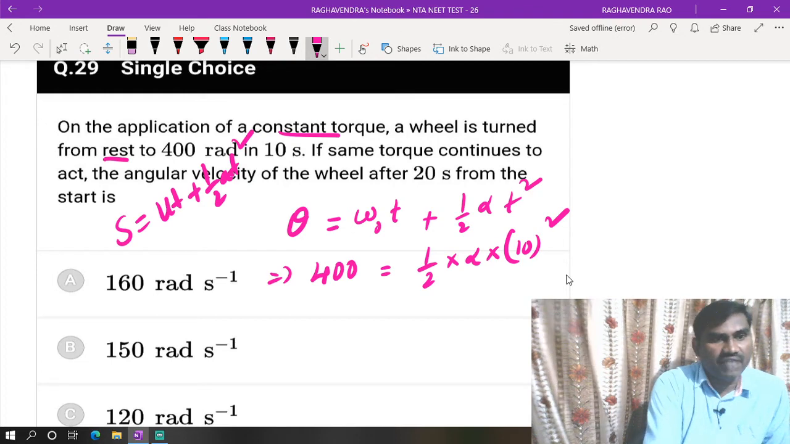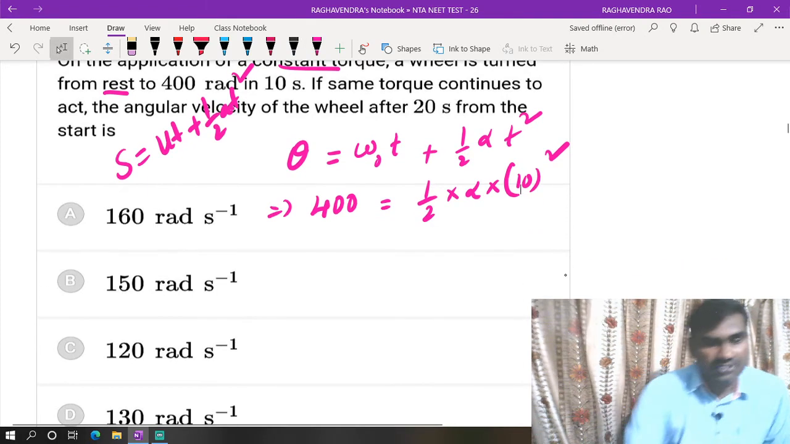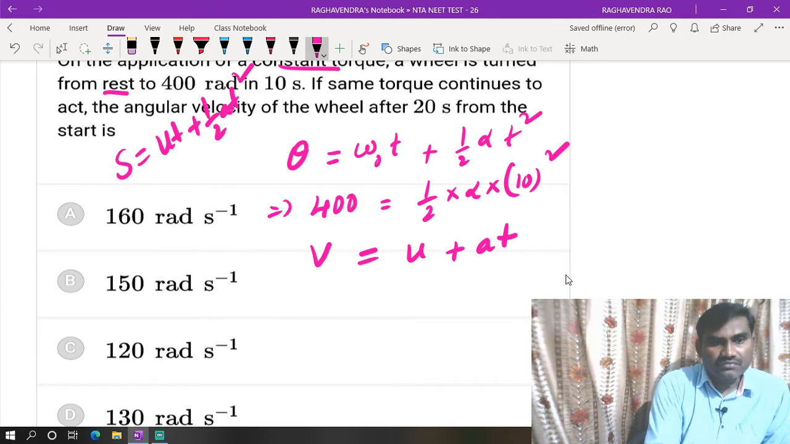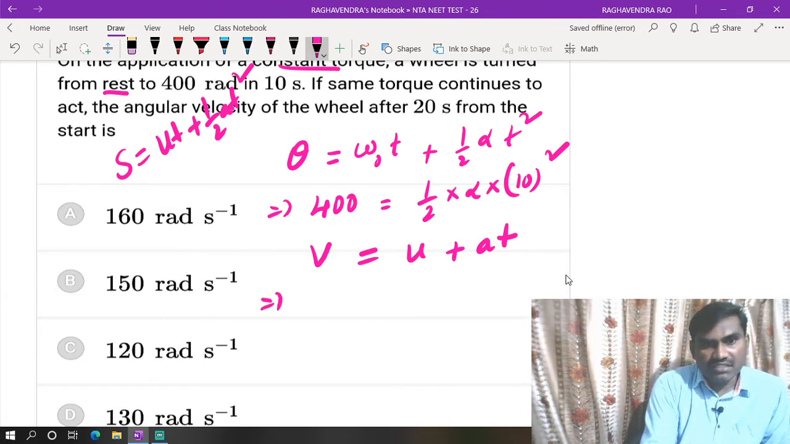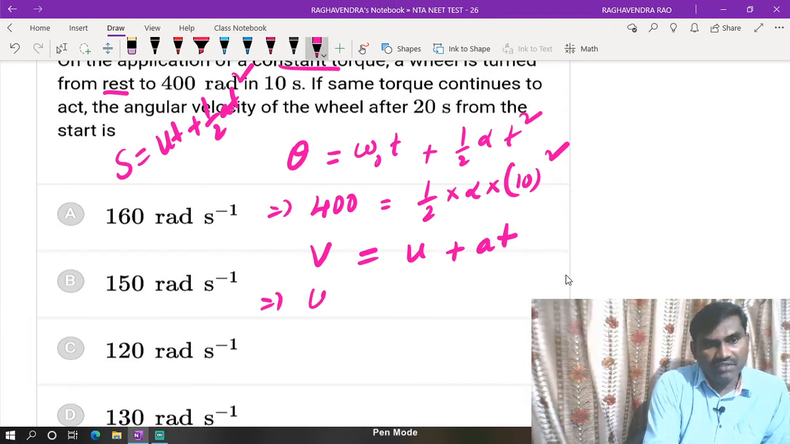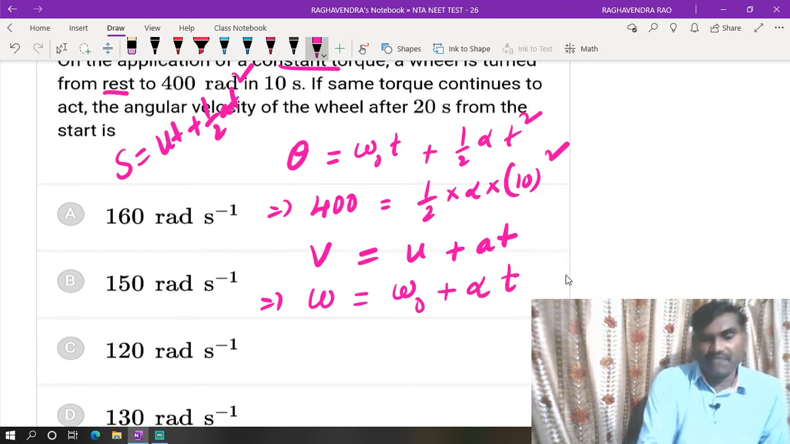So from this we can get the value of alpha. The same torque continues to act. The angular velocity of the wheel after 20 seconds: then we can use v = u + at. After 20 seconds means t = 20 seconds. Alpha value we can take as this value, so we can write omega = omega naught + alpha into t.